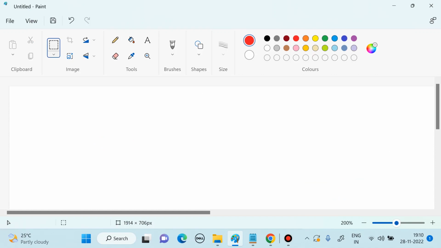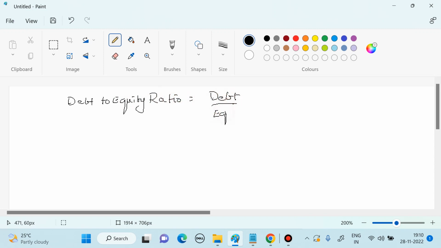So we were doing debt equity ratio. So let's start. Today we are going to be doing some questions on debt to equity ratio. The formula for this debt to equity ratio was debt by equity.